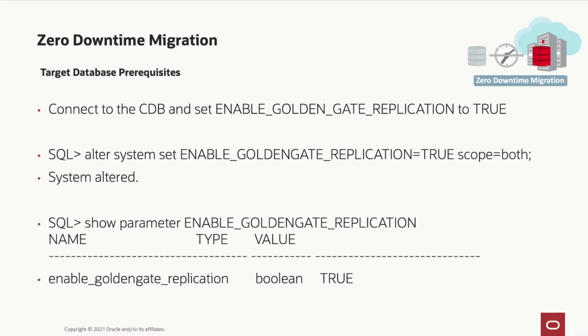The next step is to connect to the container database or the target database and set the following parameter to true, which is enable_golden_gate_replication, to true. And with these SQL parameters here, you can see how that enablement can happen.